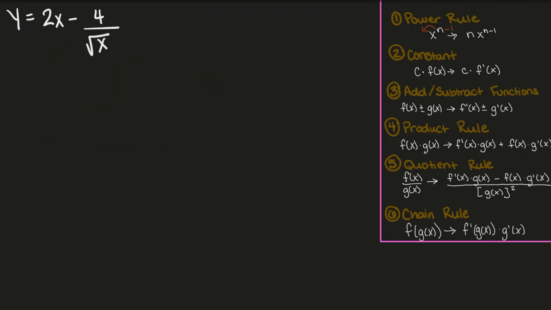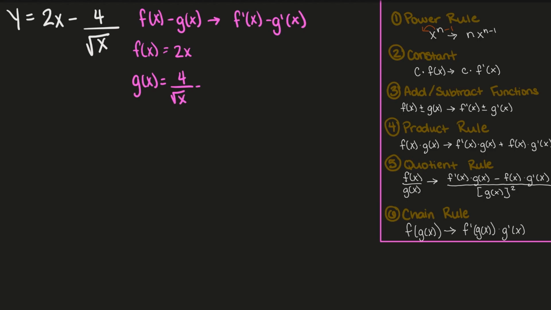For our next example, we have y equals 2x minus 4 over the square root of x. So we're going to be using our adding and subtracting functions here and our power rule. So we have f of x minus g of x, and that becomes f prime x minus g prime x. F of x is going to be 2x, and g of x is 4 over the square root of x. But we can actually write that as 4x to the negative 1/2 power.